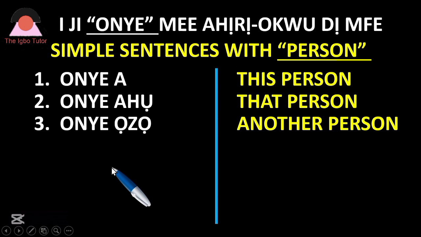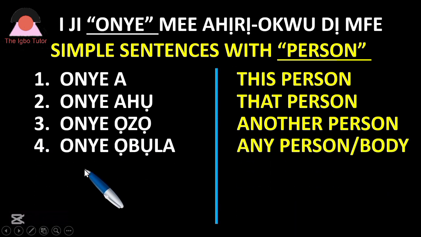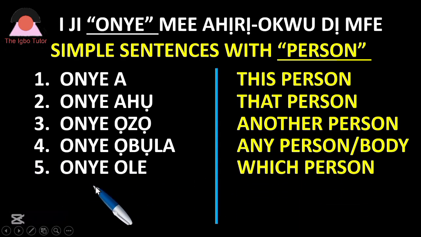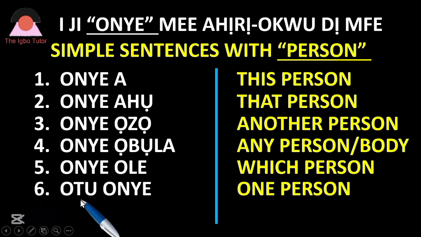All right. And then we move on to number 4, ONYE obula, meaning any person or anybody. Number 5 is ONYE ole, meaning which person. It can also mean who. Okay. ONYE ole. All right. Let's go to number 6.